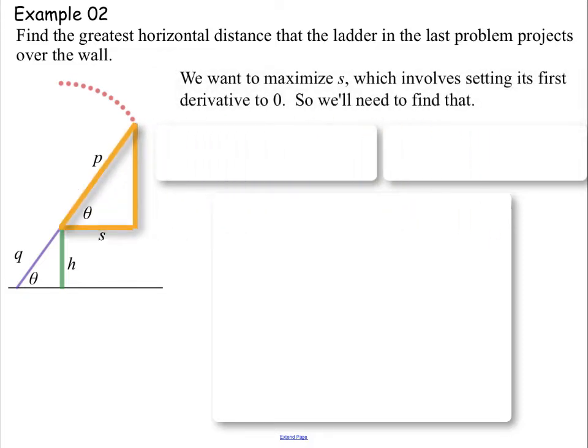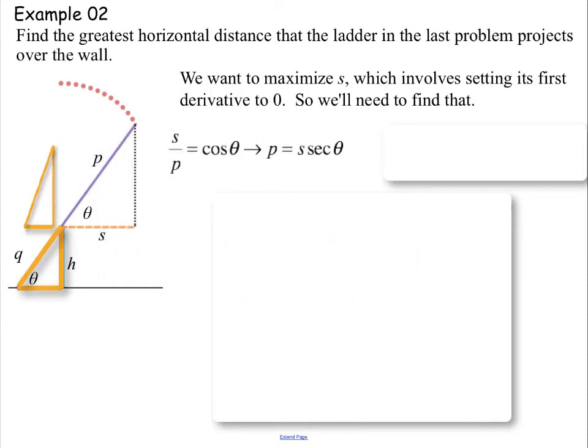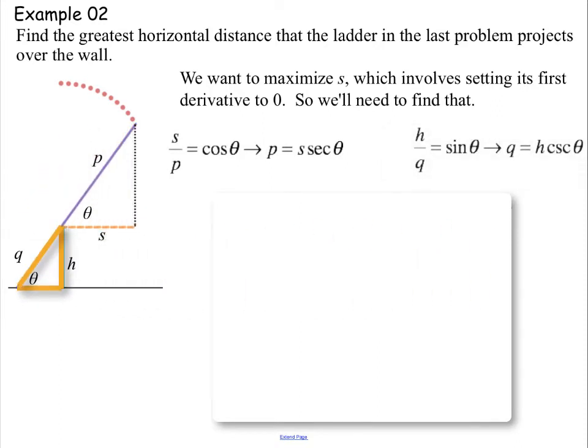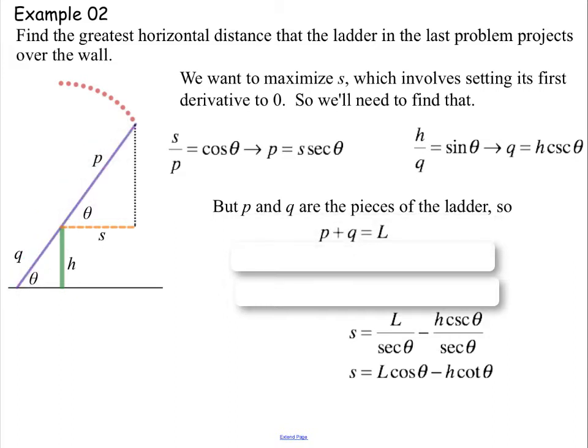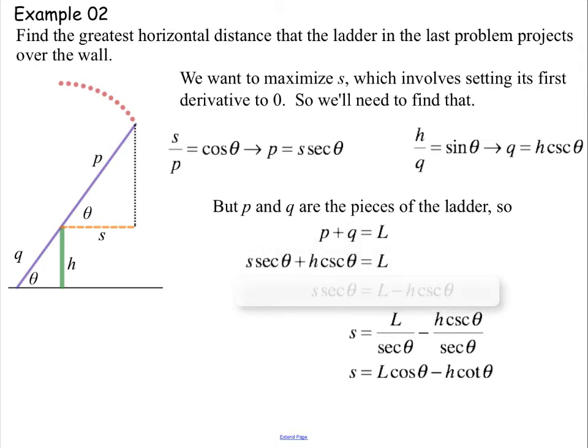Using the upper triangle, we can relate S to P and theta. Using the lower triangle, we can relate H to Q and theta. And here's the key bit. P and Q are the lengths of the pieces of the ladder above and below the wall, so together they must add to the total length of the ladder, which is L. Now we can substitute and solve for S. Everything on the right-hand side is a constant except for theta.